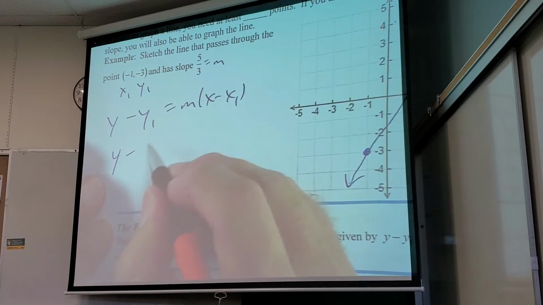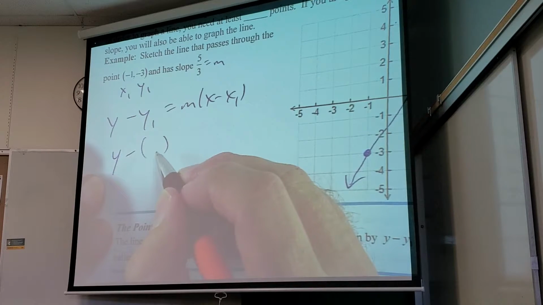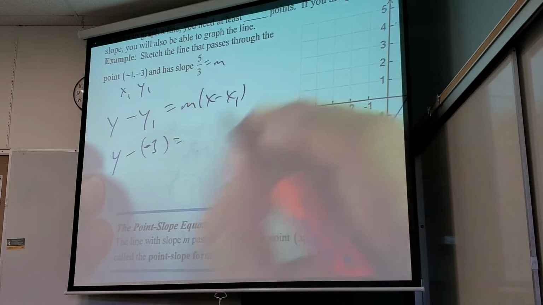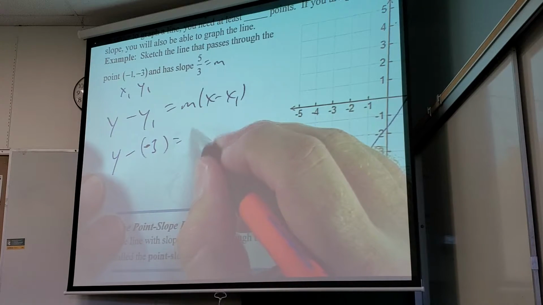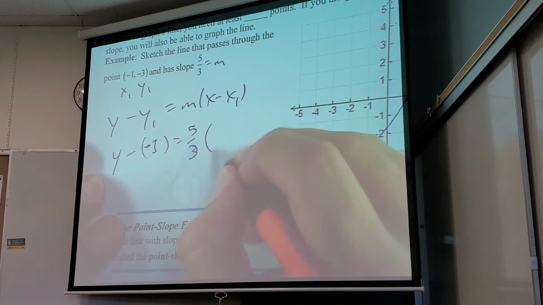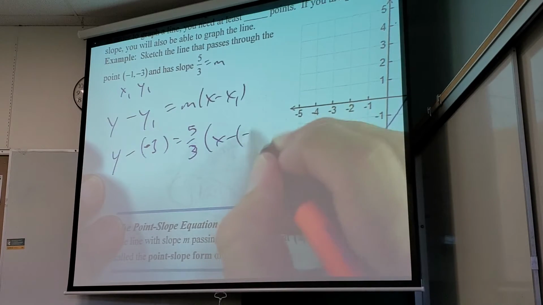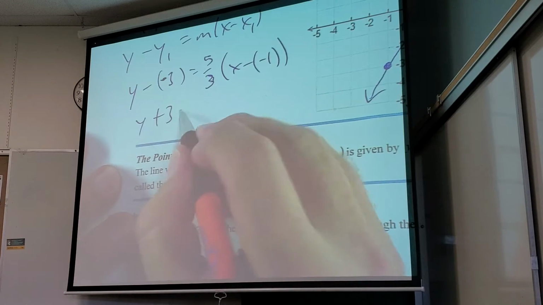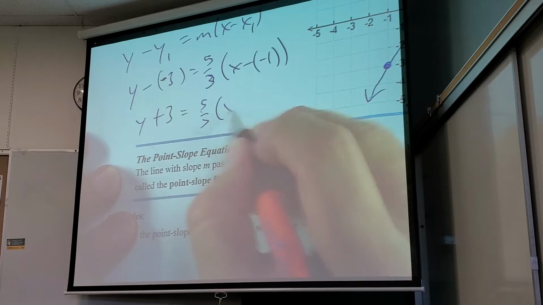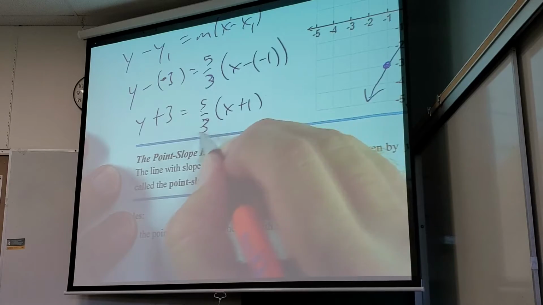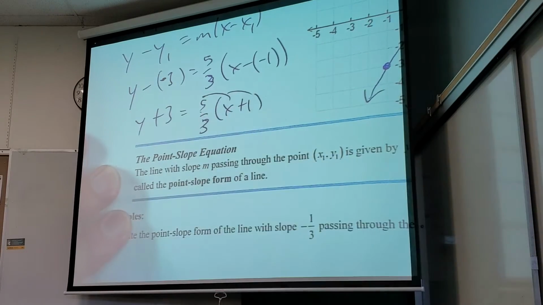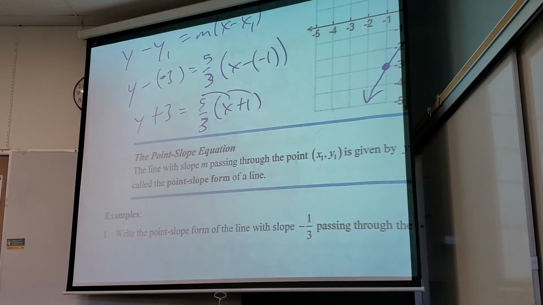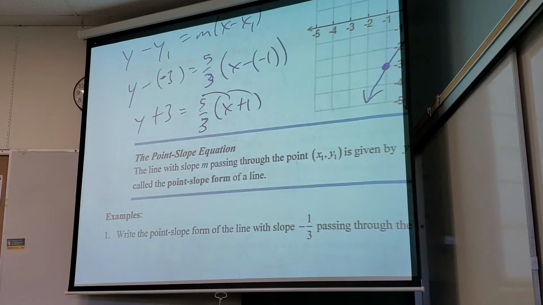y minus what? Negative 3. That's the y piece. Equals the slope, 5/3, times x minus negative 1. Alright, so then I get y plus 3 equals 5/3 times x plus 1. That's all I want to do with it. Then you could distribute, right? But that's how, if I knew the y-intercept, that's great, because then I know b, I can plug it in, I can be done with it.